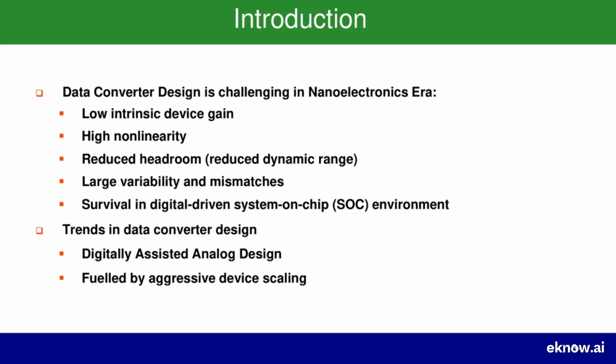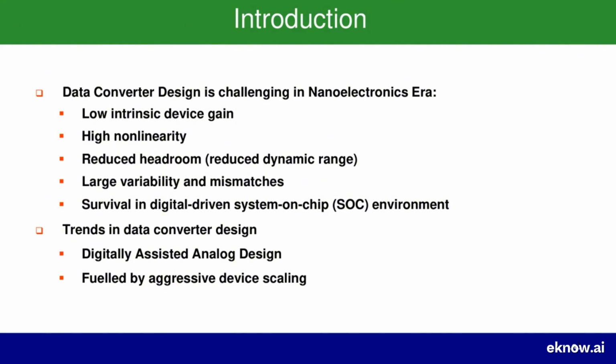The fourth challenge is large variability and mismatches. When you manufacture billions of transistors on a single chip, they don't all come out perfectly identical. There are tiny, random variations from one device to the next. In analog circuits, where performance often depends on 2 components being perfectly matched, these mismatches can cause significant errors.